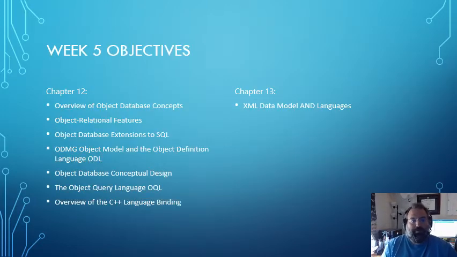So week 5's objectives: first of all, in chapter 12, we're going to talk about object-oriented database concepts. We'll talk about object-relational features. We'll talk about object database extensions to SQL. And then we'll talk about ODMG, which is the object model and the object definition language, ODL, object database conceptual design, and then object query language, OQL, and then lastly an overview of the C++ language bindings. And then chapter 13 will center on XML data modeling and languages.